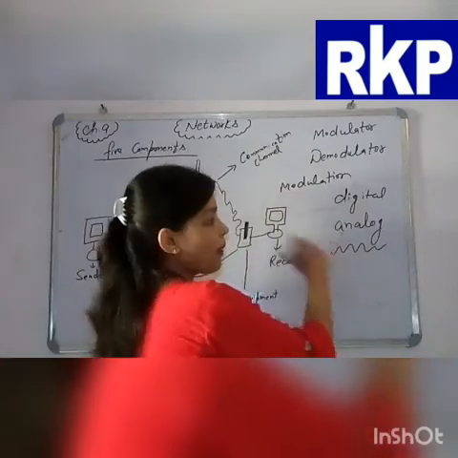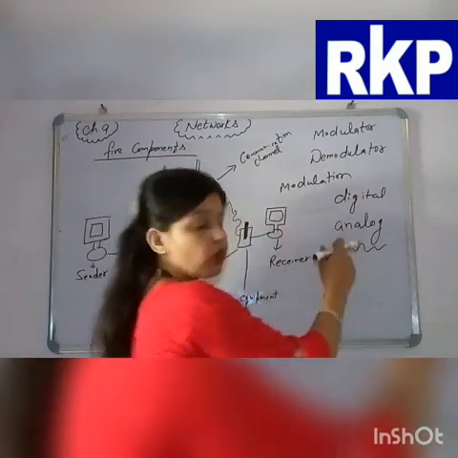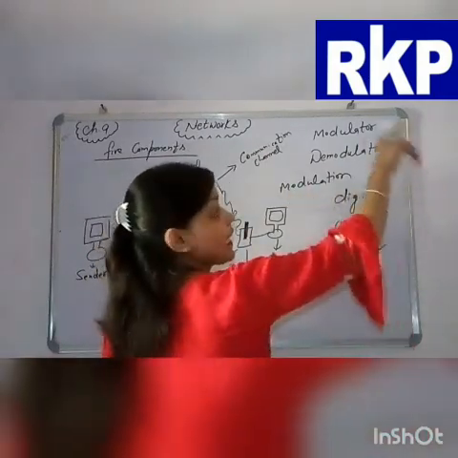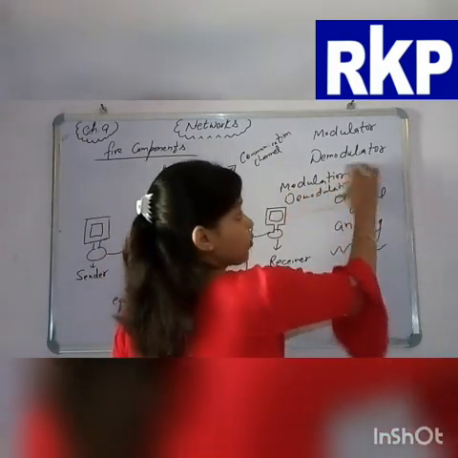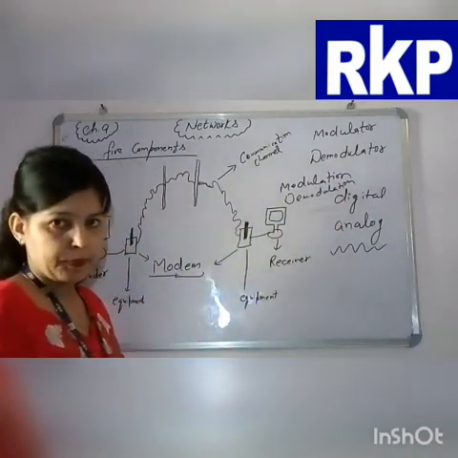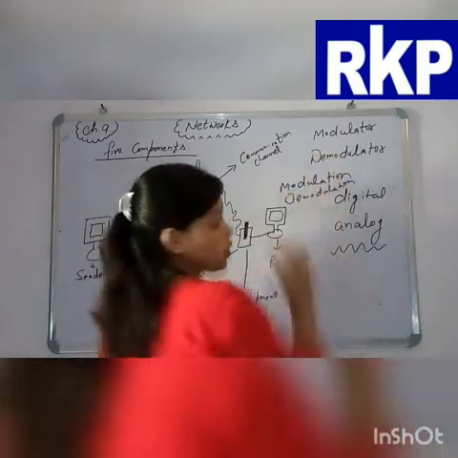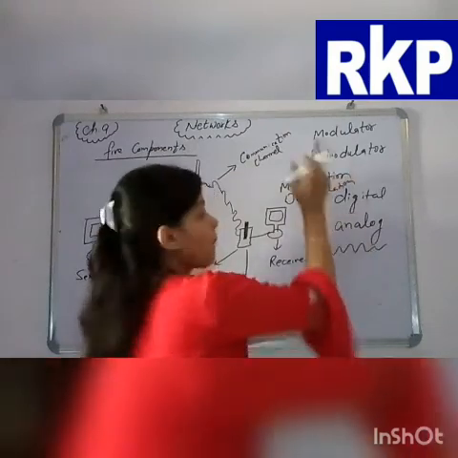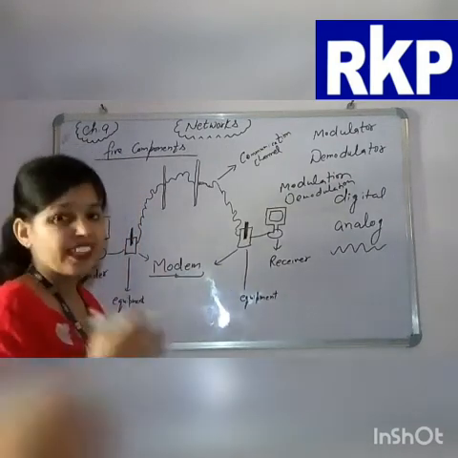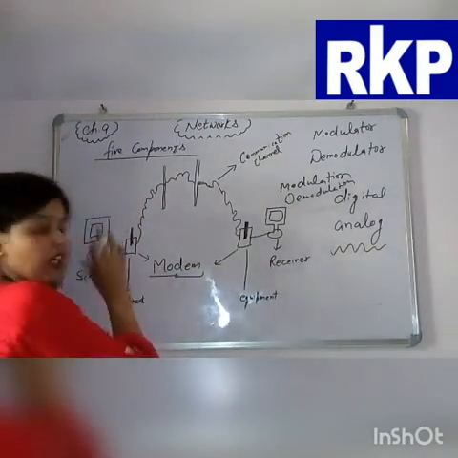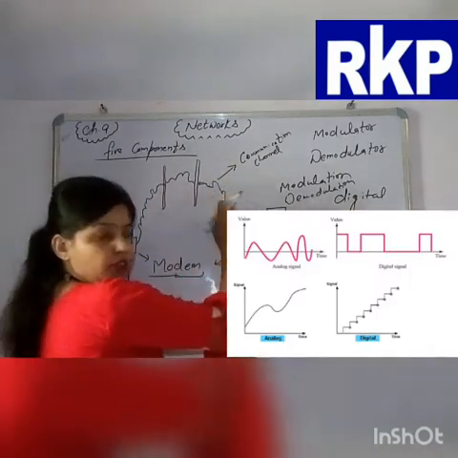Now the opposite: converting analog form into digital form is called demodulation. That's why demodulator. The working of demodulation is called demodulator. The working of modulation is called modulator. Digital to analog, modulation. Analog to digital, demodulation. That's why it is modem. So what is the use of modem? Modem is used to convert digital form into analog form or analog form into digital.